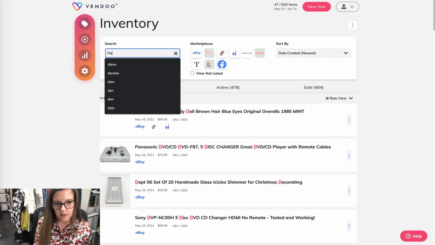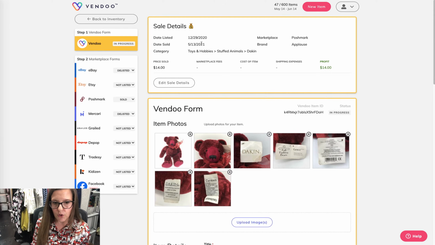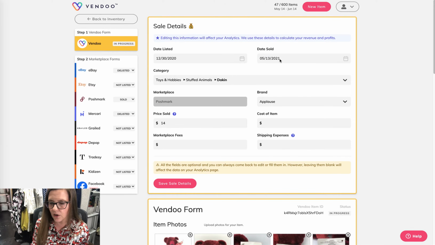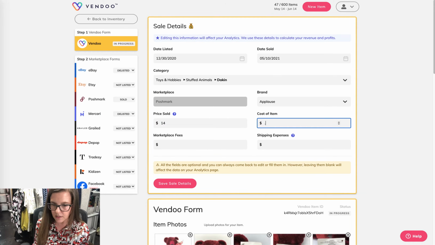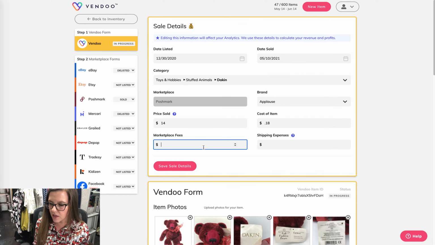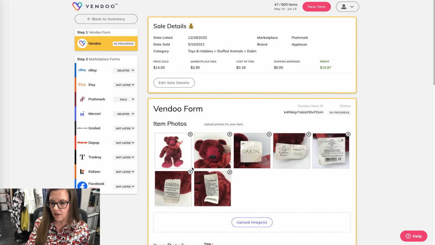Next, a Dakin. This sold on Poshmark, actually. I couldn't believe it. Dakin Carmen Bear right here. I go to make sure that it's delisted. Yes, sold on Poshmark. So that's good for us. We edit the sale details. This sold on the 10th, so I'm going to change this date. I'm going to make sure I put the, yep, it sold for $14. The cost of the item was 18 cents. Marketplace fees were $2.95. And this shipped on Poshmark, so it shipped no cost to us. Save sale details. And $10.87 is what we made on that little bear.